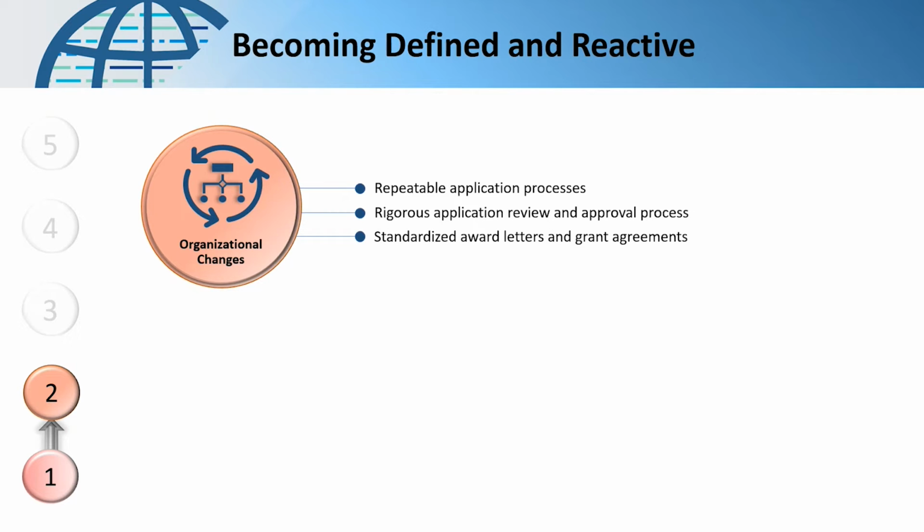When they move to becoming more defined and reactive, they start by making organizational changes, defining and documenting processes so they become more repeatable. They develop application review and approval processes that have more rigorous standards, and they create standardized award letters and grant agreements.